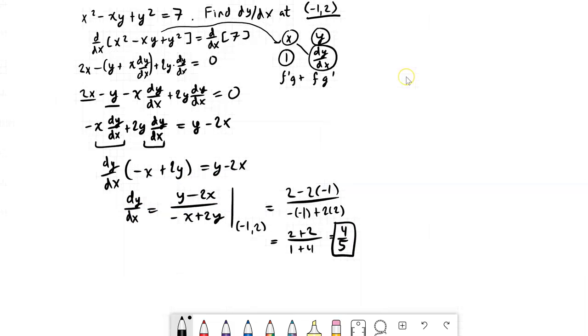So as you can see, it's just a direct application of the chain rule. So hopefully next time we're going to look at more examples of implicit differentiation in harder contexts. So that's it for this video.